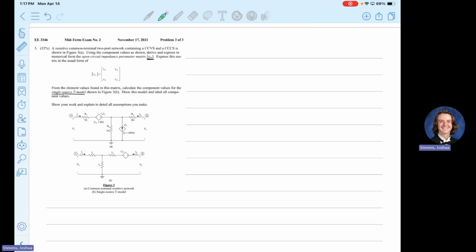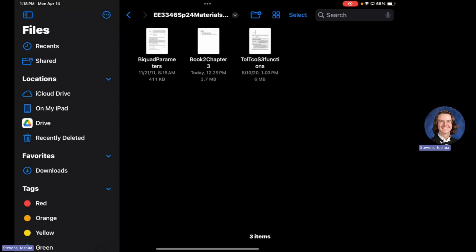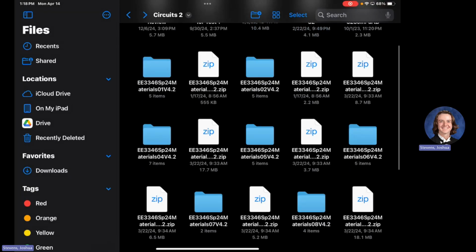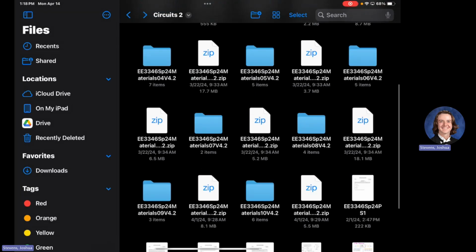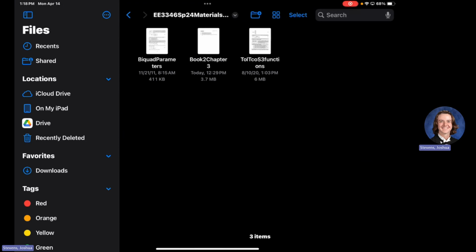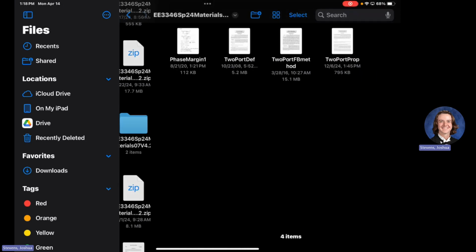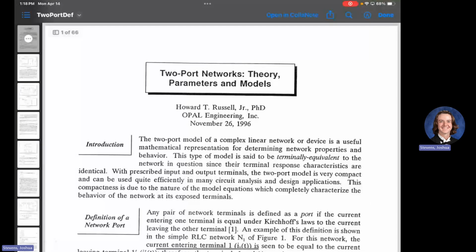All the information on what I'm about to show you is given in these materials here. I think it's materials 9. Nope, materials 8. Two-port definitions. That is the PDF.